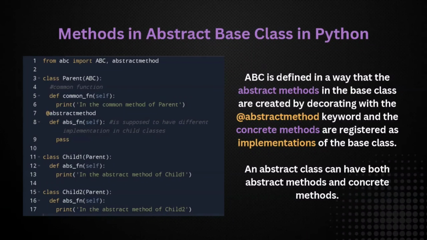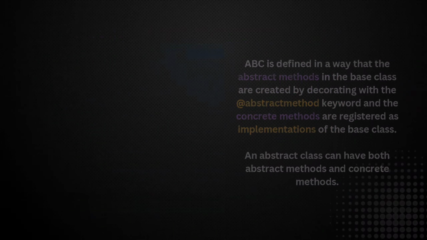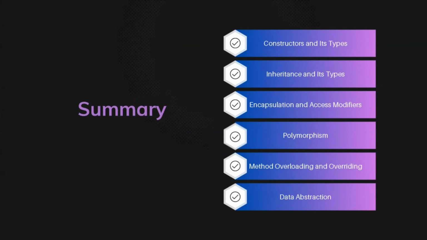Okay, so to declare an abstract method, we will be using a decorator and we will be using a pass keyword. So we only declare the method, and we define its implementation in the subclass. That's all in abstraction, and now we have also completed the fourth pillar of OOPS. Let's revise what all we learned in this video.